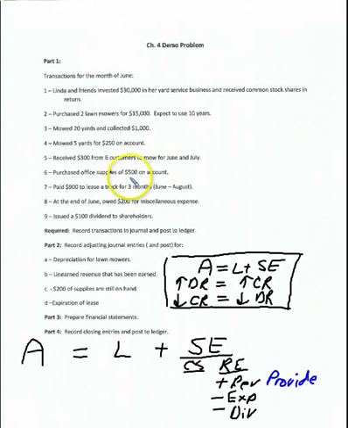Transaction 6, purchase office supplies of $500 on account. So again, analyze, what did the company receive? What did they give up? So they received office supplies. So office supplies is received. And what did they give up? Well, they didn't give up cash because the transaction is on account.